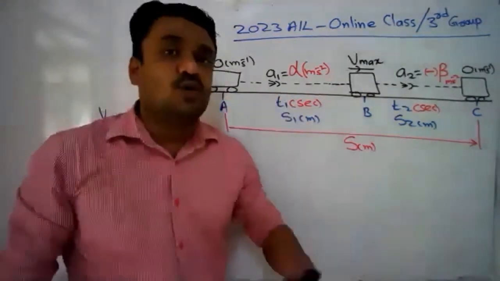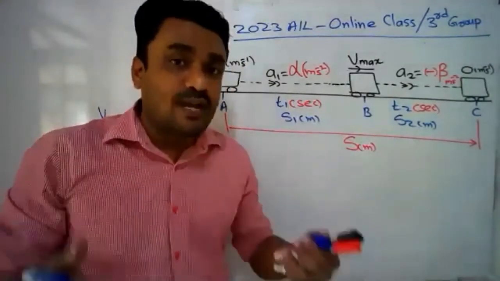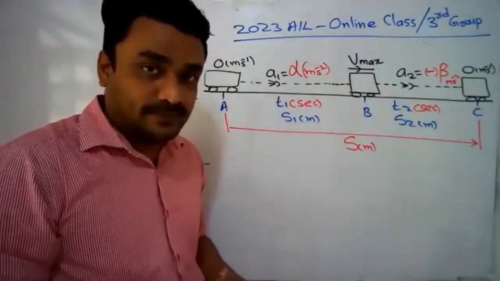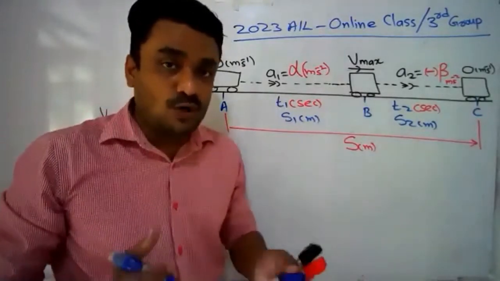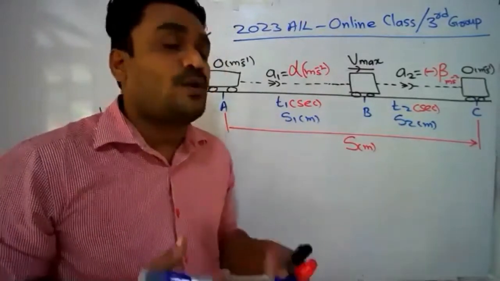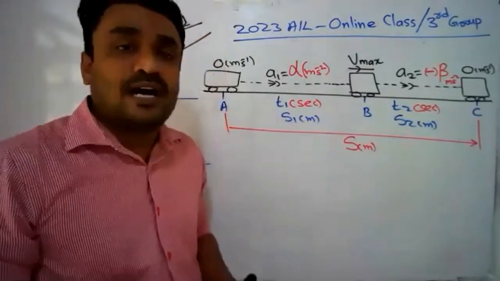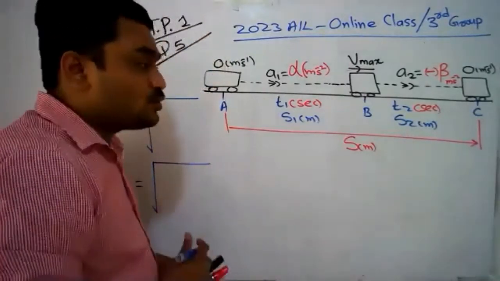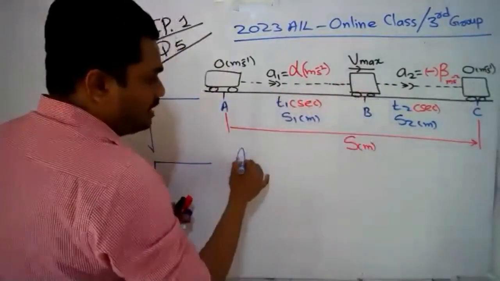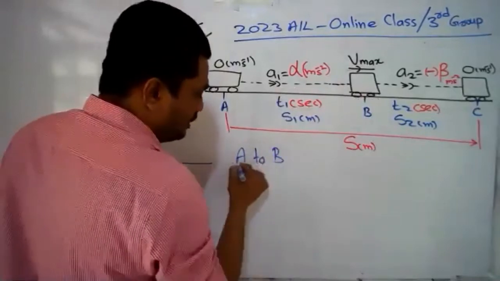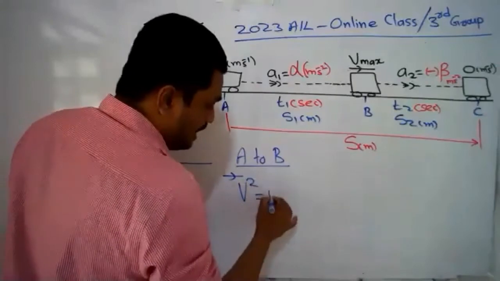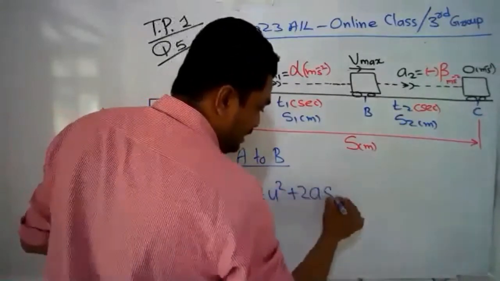If you want to have a square root in your final answer, you have to use the equation with square terms. The only equation with the square term is v square equals u square plus 2as. Therefore, I use this AB section and I indicate the direction. Then I use the equation v square equals u square plus 2as.